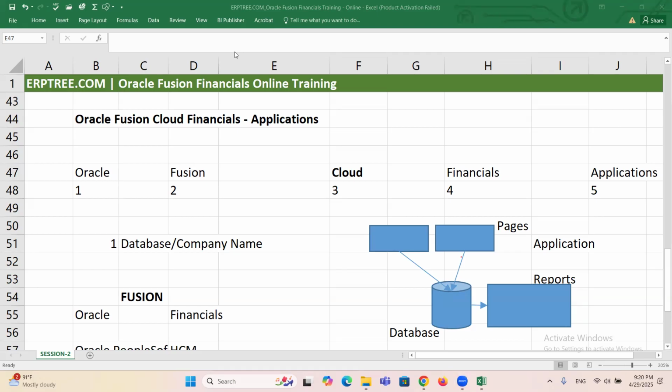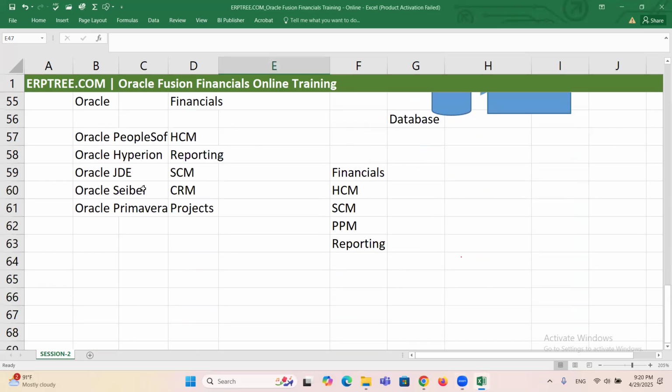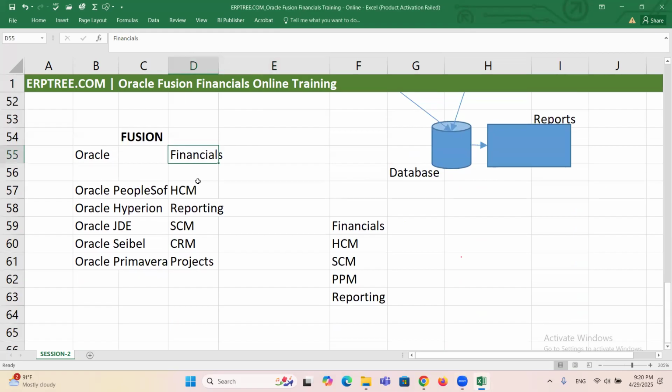Do we cover HCM in this? Is this program for finance? Only finance. These are different, separate courses. When you are learning finance, you don't need to learn anything else. Tomorrow, nobody will allow you to work on both finance and HCM. These are two separate skill sets. My brother was asking if there is HCM also going on. We are not running any HCM classes. Okay, thank you.